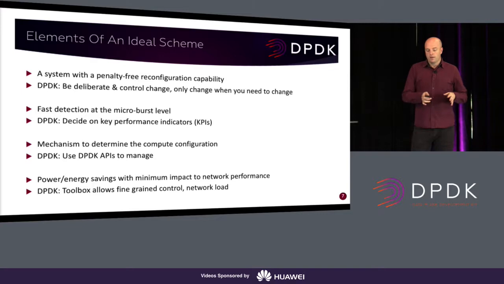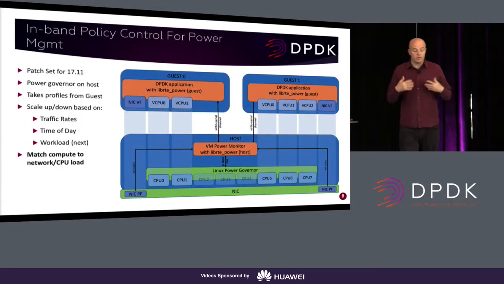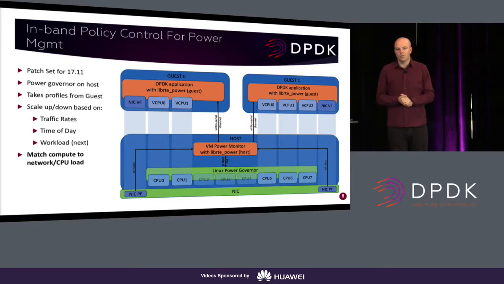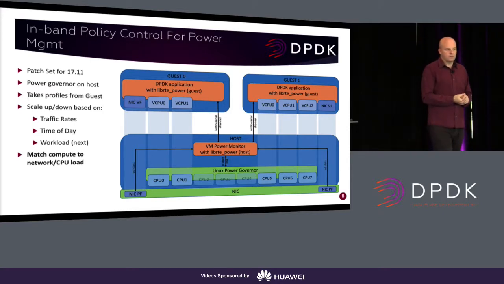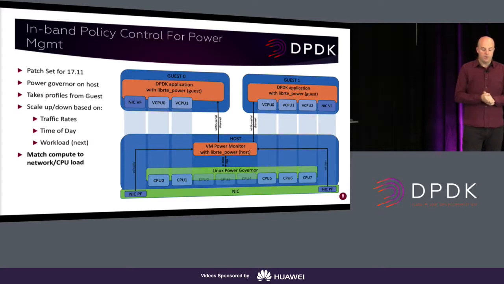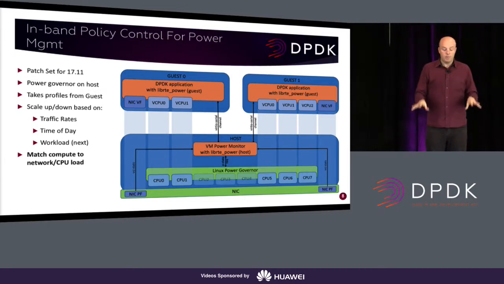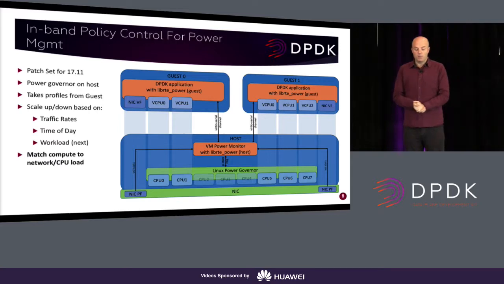And one of the architectural changes that were made, okay, so we have the APIs for frequency management, we have the new APIs we've added for turbo, but what does the architecture look like to allow us to take advantage of a scheme, okay? Now, this picture here, what you're seeing is two guests, and those guests are delivering a policy to what's shown as a VM power monitor here, which is a DPDK application.